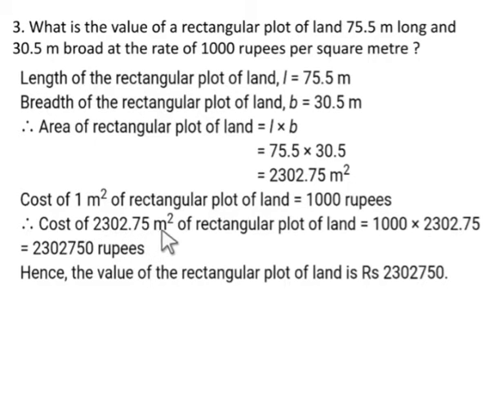2302.75 meter square of rectangular plot of land is 1000 into 2302.75, that is 23,02,750 rupees. Hence, value of the rectangular plot of land is 23,02,750 rupees.